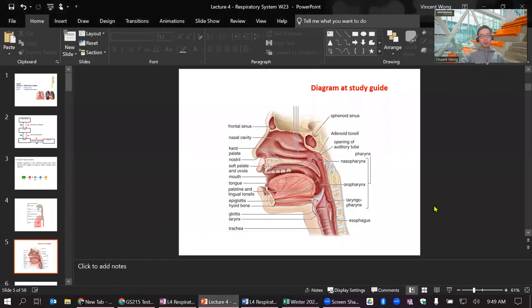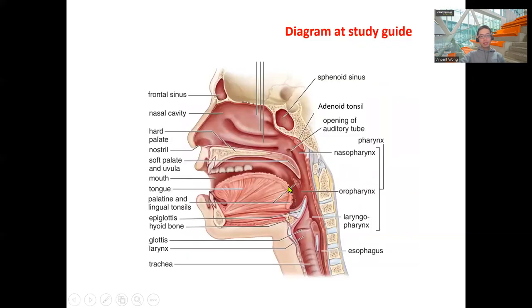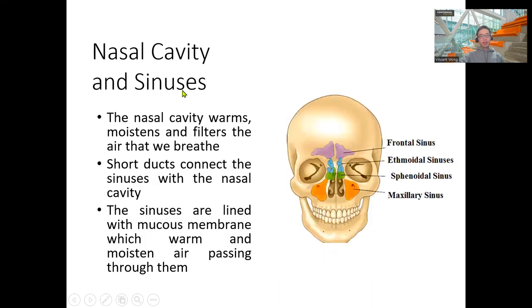Switch back to the PowerPoint. I mean, this is all labeled for you anyway, so feel free to come back and compare it. So back to the nasal cavity, right? The nasal cavity is important because, again, it warms, moistens, and filters the air that we breathe. Especially on a cold day like this, right? It almost hurts to breathe through your mouth, right? Because it lacks that capacity to add moisture and warm it up.